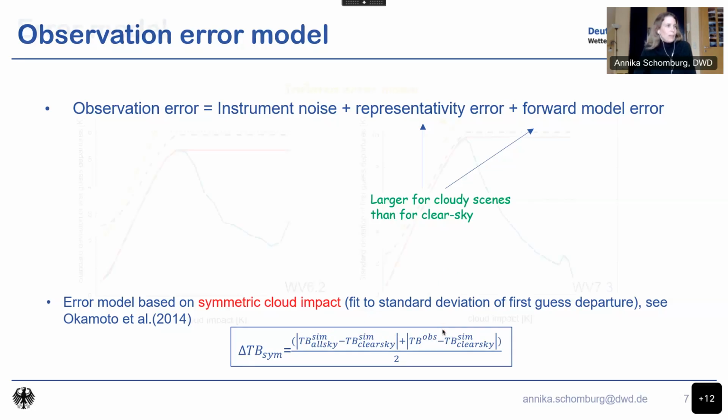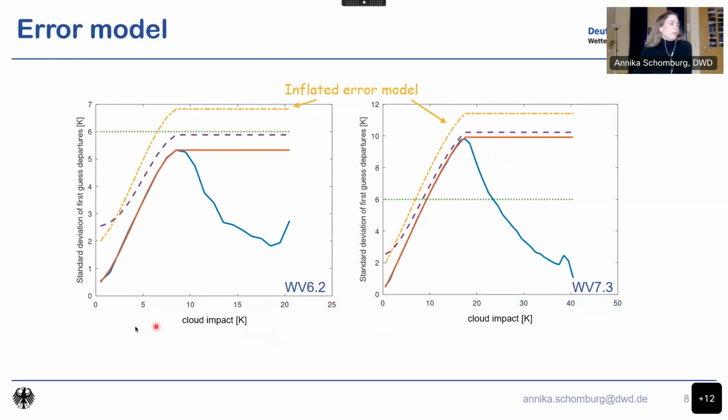Then if you plot this, probably some of you know these graphs. If you plot this on the x-axis and then on the y-axis you plot the standard deviation of the first guess departures, you get this blue line behavior typically, which means if both model and observation are cloud-free, you get very low standard deviations, and then they increase when one of both is cloudy, and it decreases to some extent if both are cloudy. And to model this observation error, I tried first this red polynomial fit and keeping the errors high from higher cloud impacts.